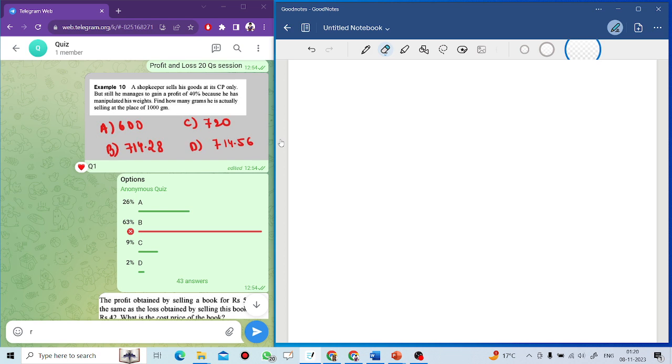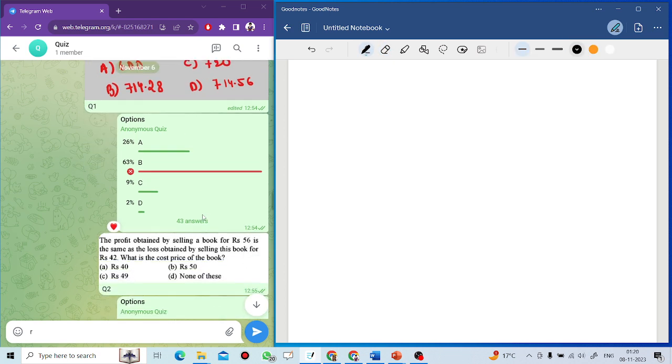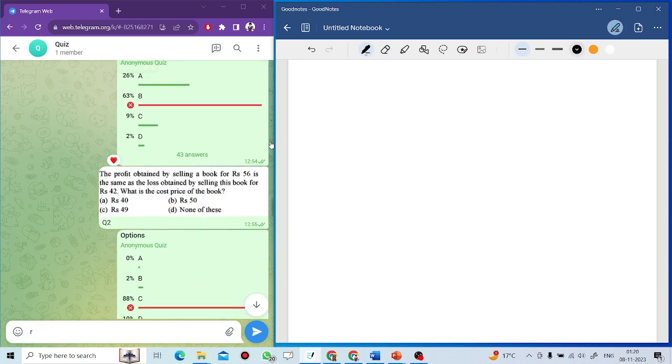Okay, question number 2: the profit obtained by selling a book for 56. It is given profit, don't get confused as profit percentage, it is profit. So selling a book for 56 means selling price is 56, so cost price is say X, is same as the loss obtained by selling the book for 42. So loss means that cost price is greater than selling price, so X minus 42.